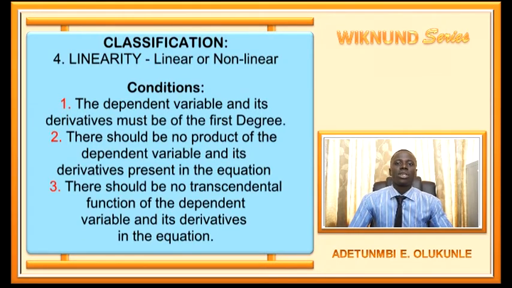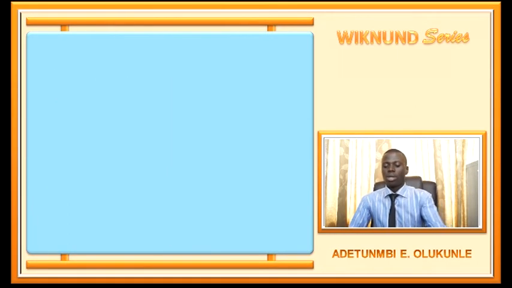Number 3, there should be no transcendental function of the dependent variable or its derivatives present in the equation. What do you mean by transcendental functions? The log of the dependent variable, the trigonometric sine, tan, cos of the dependent variable, and the exponential of the dependent variable. They must not be found in the differential equation. So if all the 3 conditions are satisfied, then we can conclude that such a differential equation is linear. So let's look at examples.